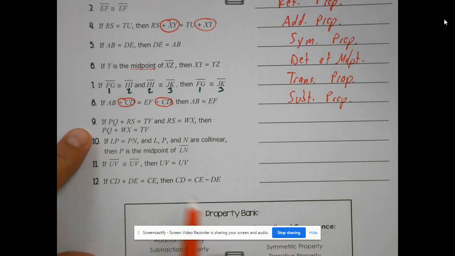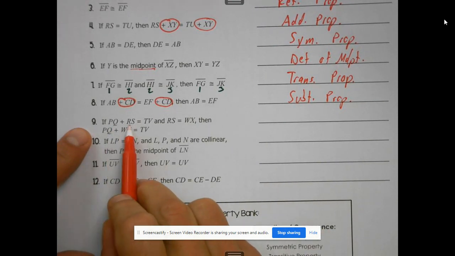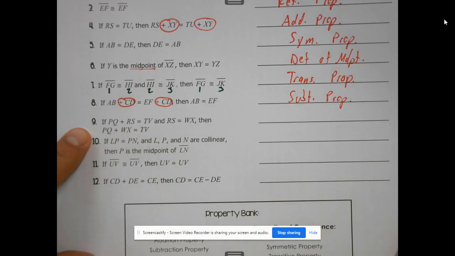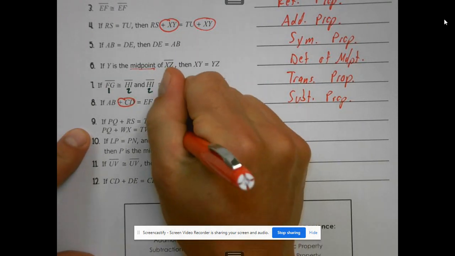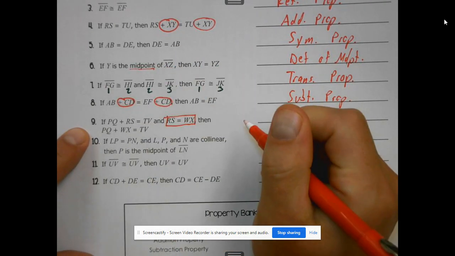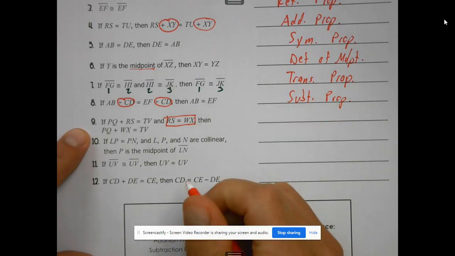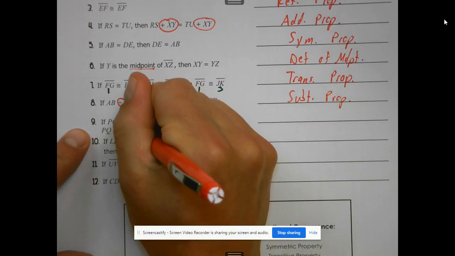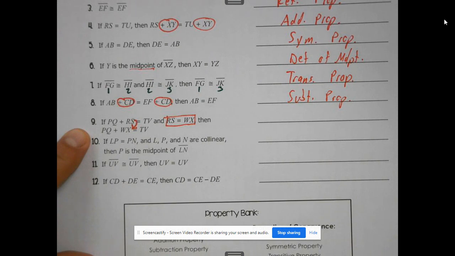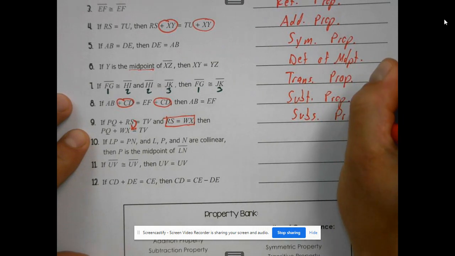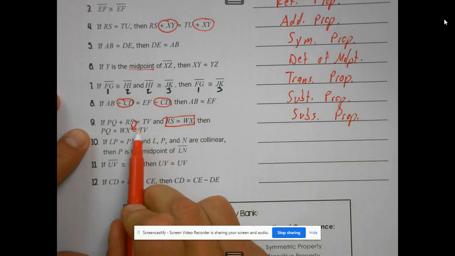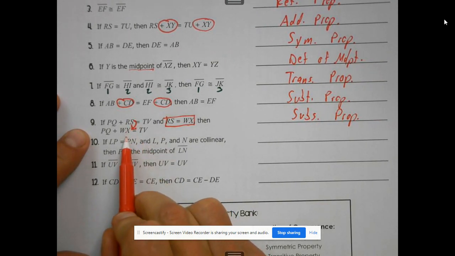Number 9, if PQ plus RS is TV and RS is equal to WX, I can now replace RS with WX. Whenever we replace something, we call that the substitution property. I replaced RS with WX, substitution property.